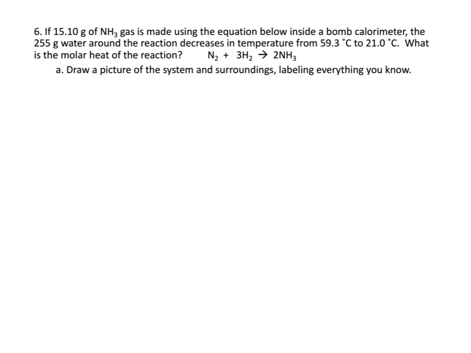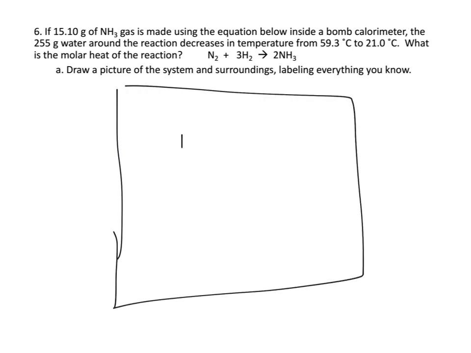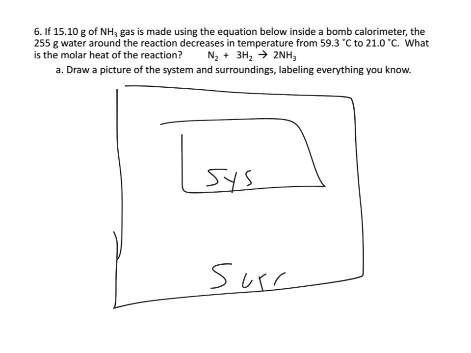Moving forward, next problem. We've got some grams of NH3 being made in a bomb calorimeter. We've got water again around the outside. So drawing our picture, it's going to look very similar to what we've been doing, right? We have our system and we have our surroundings. Our surroundings, again, is our water. Our system is our reaction. In our system, we know that I have 15.10 grams of NH3 being made. And that's about all the information I have.